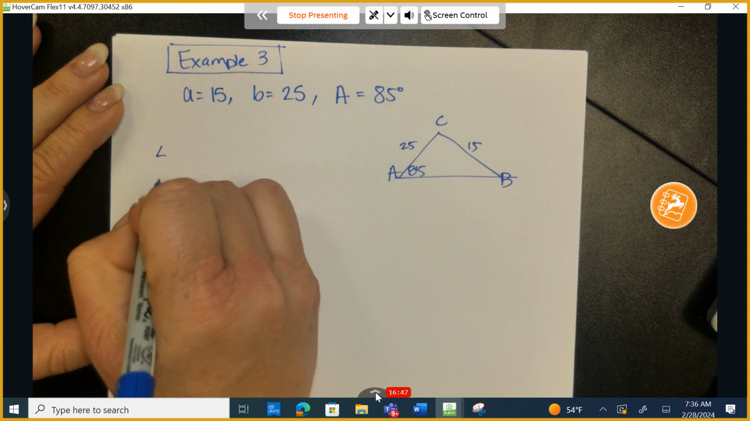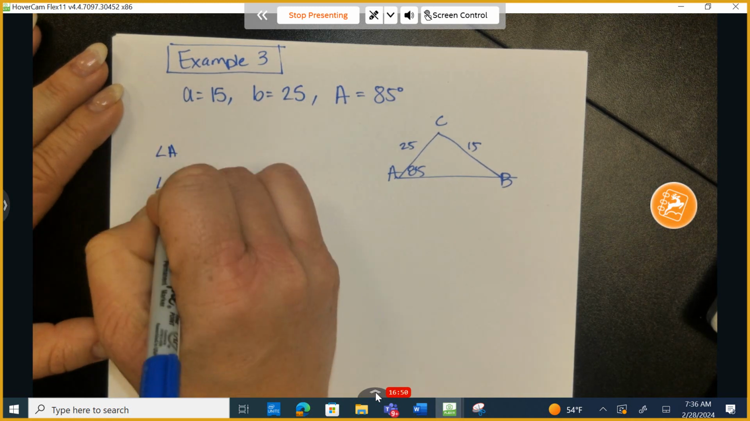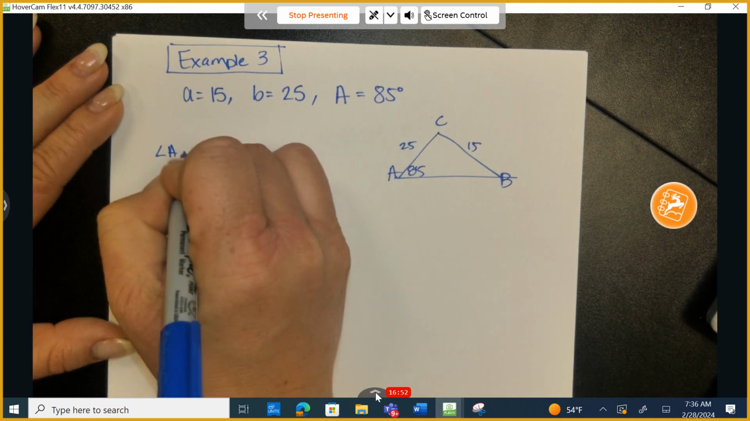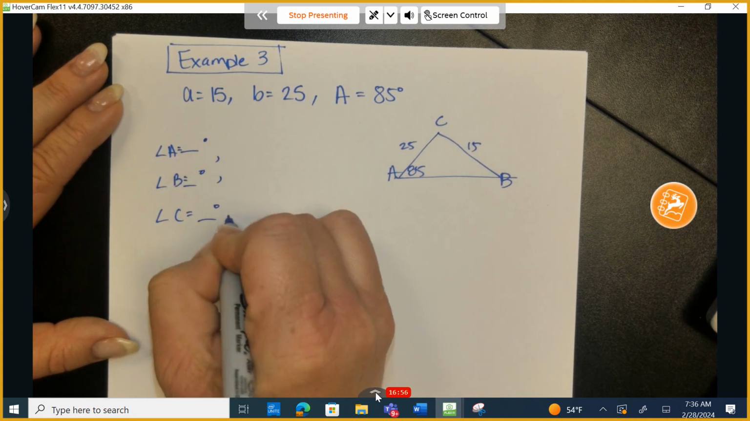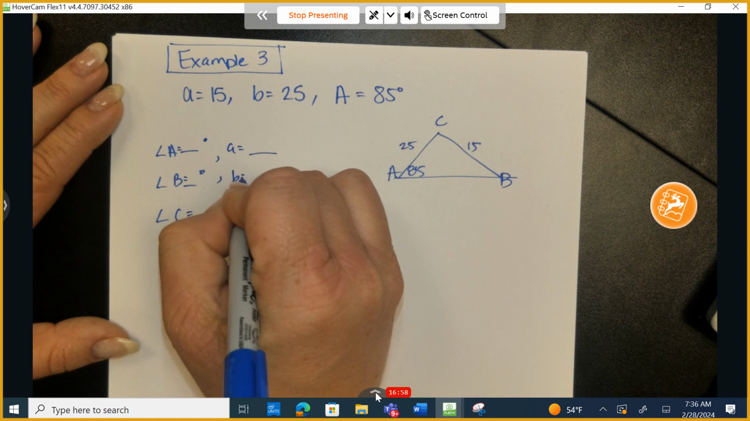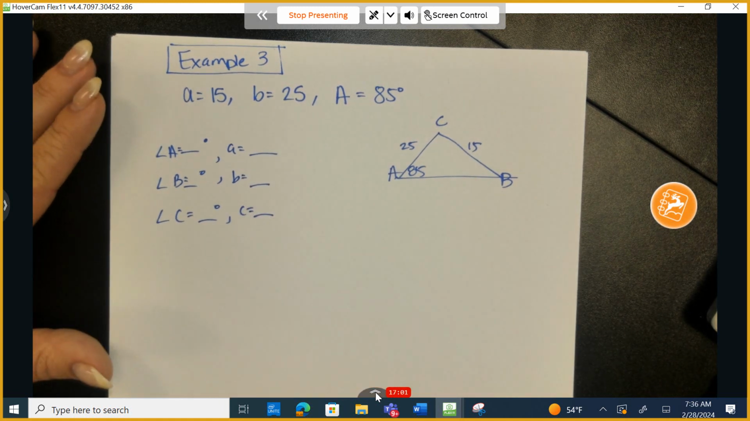I'm always going to start with doing angle A, B, C. Side A, side B, and side C. I'm going to press pause, put in what I'm.